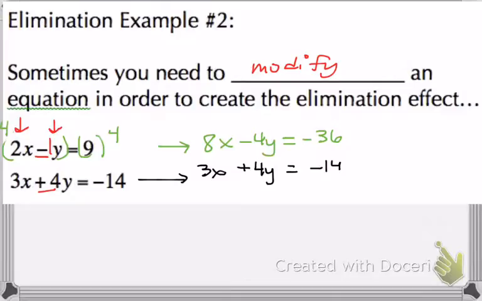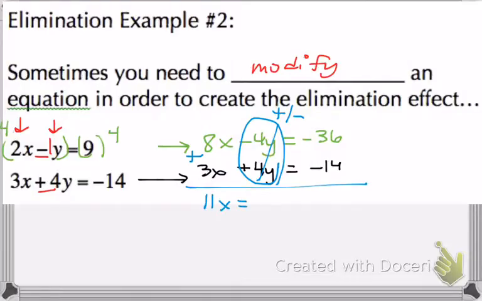So now what I see is that my 4's here will cancel because I have that positive and negative effect. So I'm going to add them. It cancels. Here I'm going to get 11x equals, and then when I add over here, let's see, 6 and 4 is 10, and this is going to be 3, 4, 50.